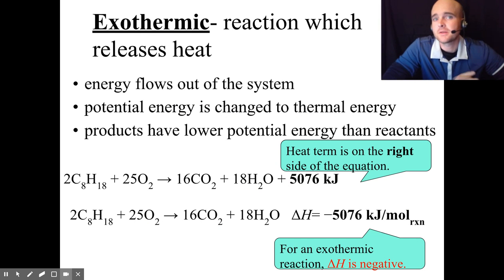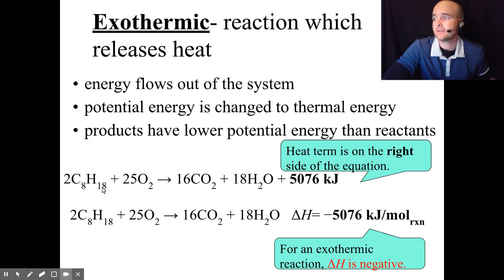An exothermic reaction is a reaction that is releasing heat. That means that the heat is flowing out of the system. Energy is traveling out. As in a combustion reaction, which we have octane here, and it combusts with oxygen, and it creates carbon dioxide and water.